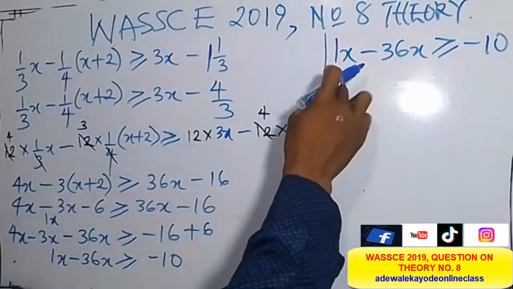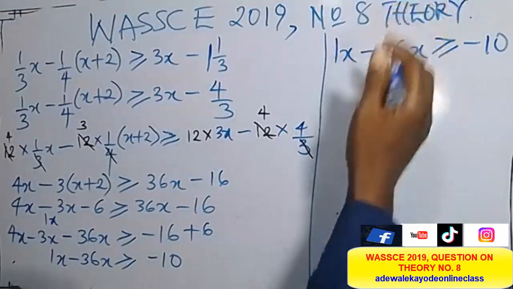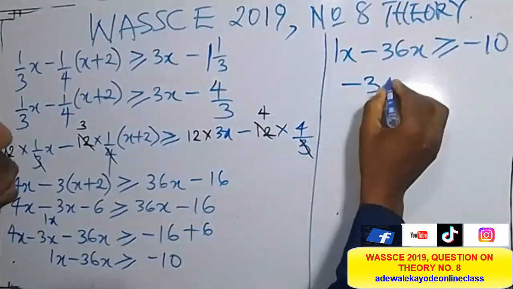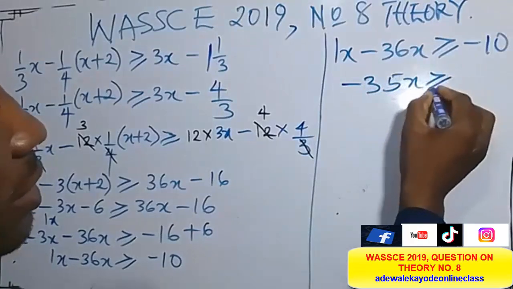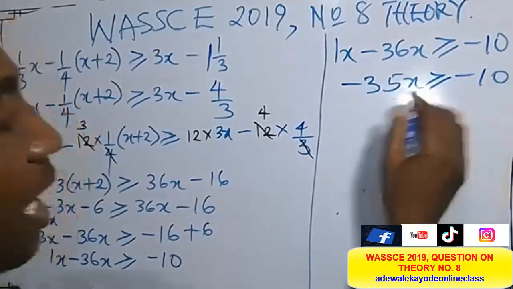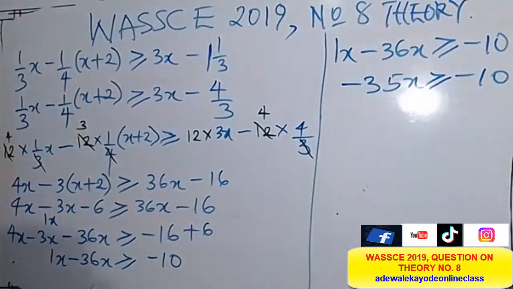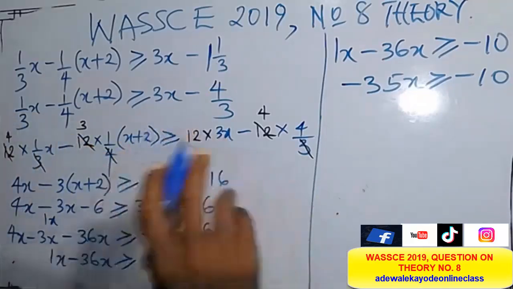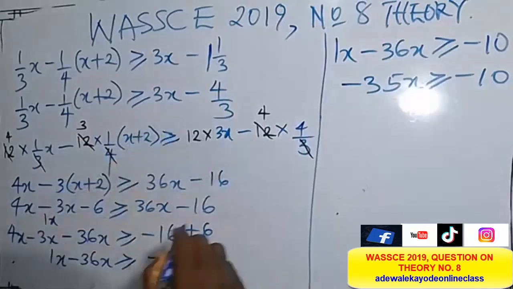Now, you have 1x and you are owing 36x. You need to go and pay that your 1, and you'll be left with minus 35x greater than or equal to minus 10. At this juncture, you want to divide both sides by negative. Don't forget, anytime you are dividing or multiplying with a negative under inequality, you have to do two things. You do your normal division and make sure you change that inequality sign.